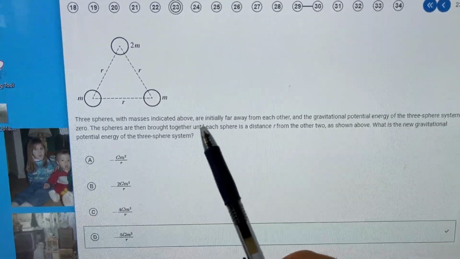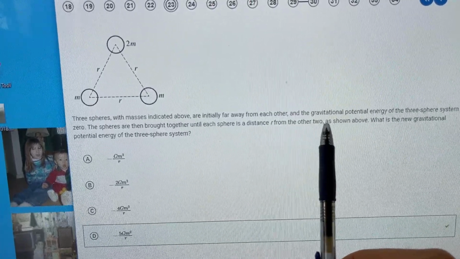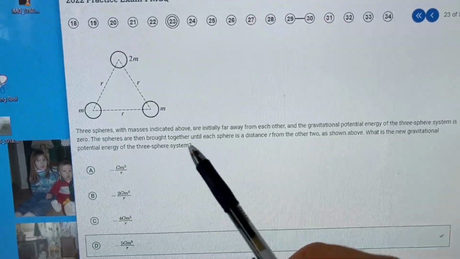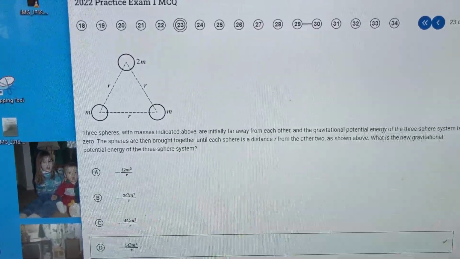So the spheres are brought together until each sphere is a distance r from the other two, as shown above. What is the new gravitational potential energy of this three-sphere system?